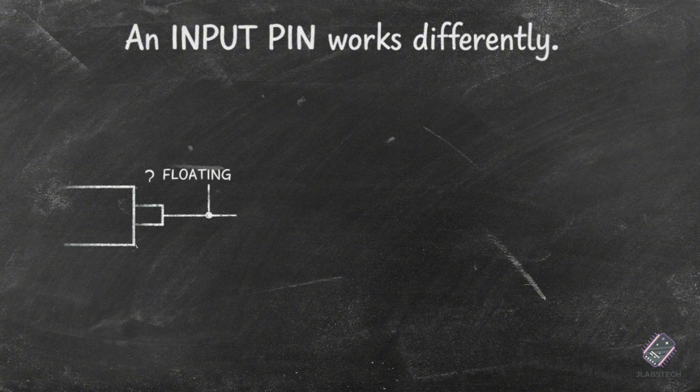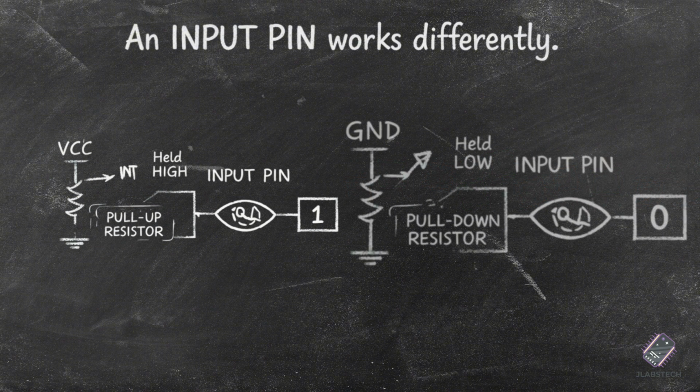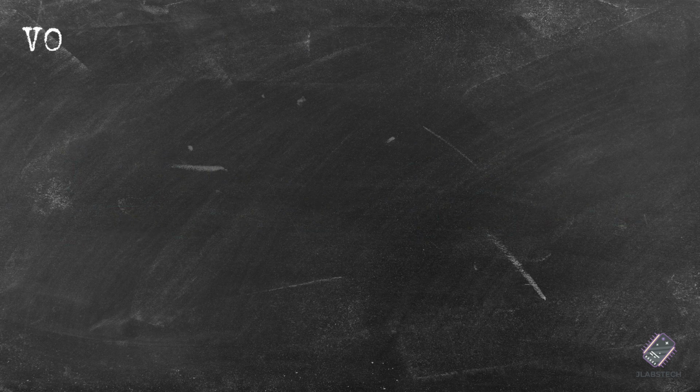If nothing is connected to an input pin, it can float. And when a pin floats, the microcontroller starts reading random highs and lows. That's why pull-up or pull-down resistors exist. They give the pin a default state so it doesn't behave unpredictably.